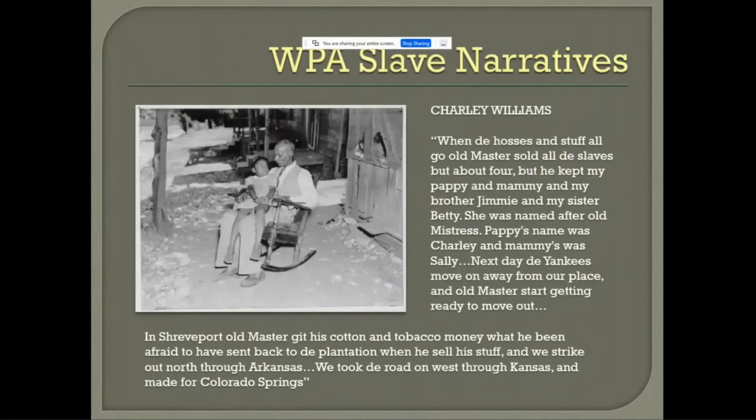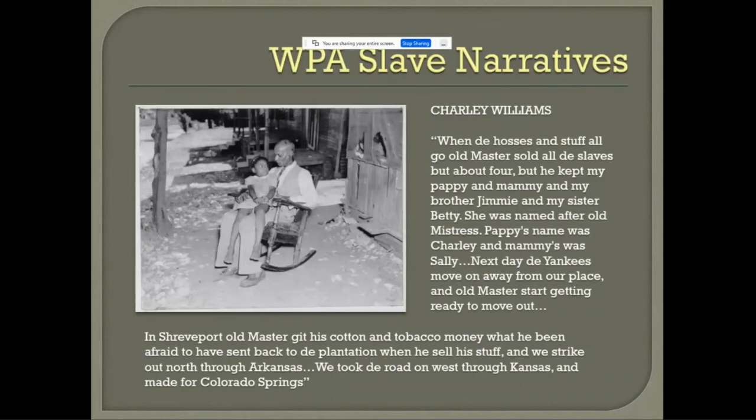And let's talk about WPA Slave Narratives. Now, the problem we have with those. Okay, we have them upstairs in a huge multi-volume set, and they are indexed by name of slave, name of owner, where the story was collected and where the person lived.